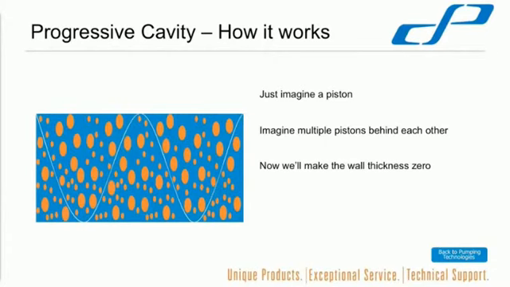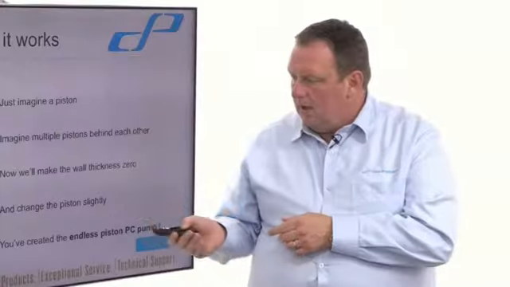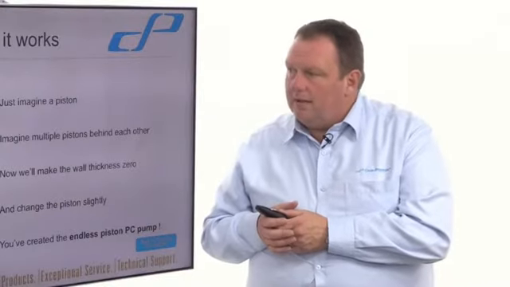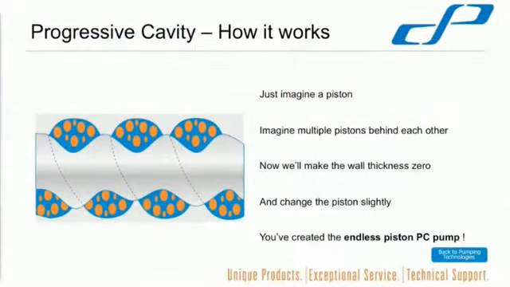Now if we change the shape of the pistons, you'll notice now there is a curve there. If we were just to push forward, it wouldn't work. But imagine rotating it at the same time. And we've created the endless piston pump. What you can see there is the grey area is a worm, a long metal tube that's an eccentric shape turning in a rubber housing.